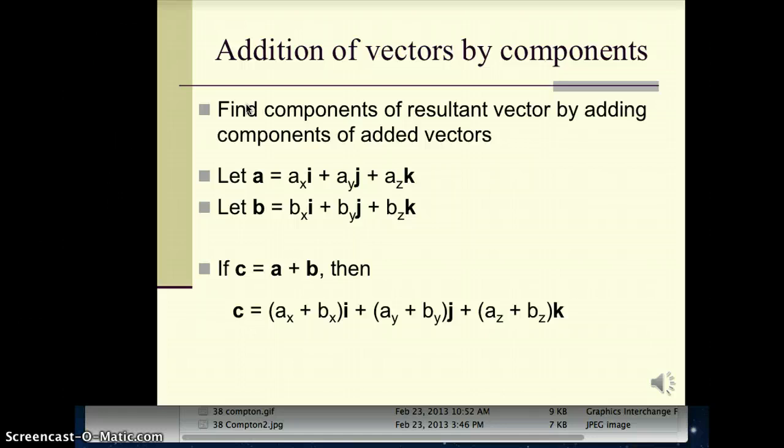The vector C is going to be A plus B, and how do we do this with components? Very, very simple. We take the x components and add them together, the y components, and the z components. And the resulting vector will be the sum of the x components times i hat, the sum of the y components times j hat, plus the sum of the z components times k hat. And that will give us the new vector C.